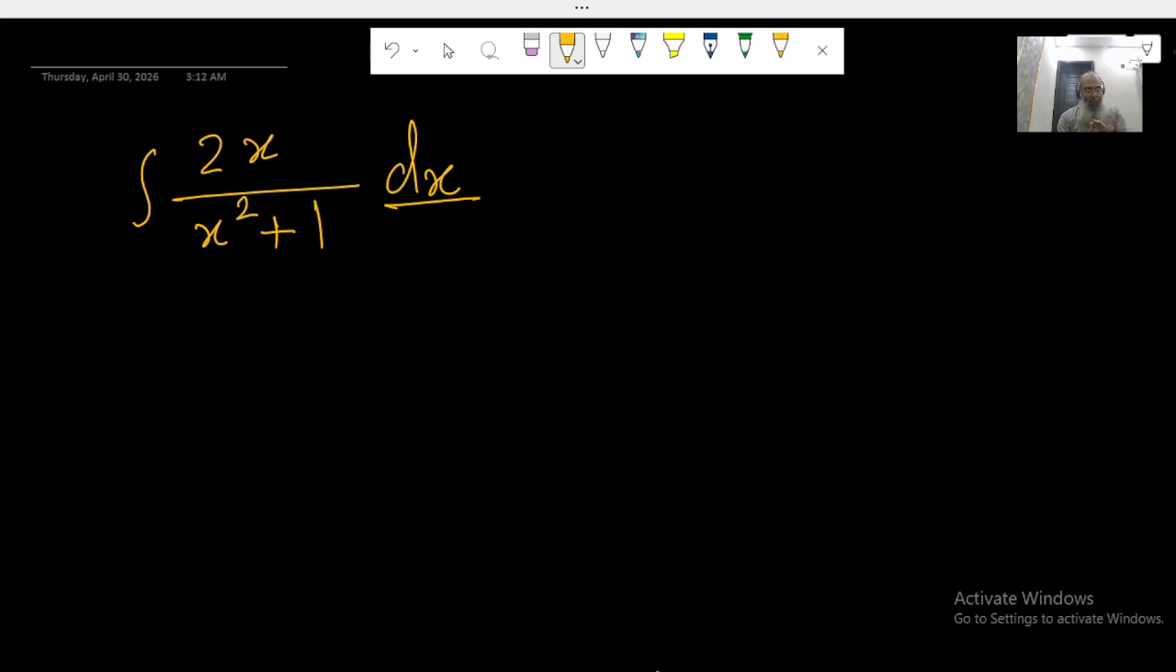Okay, what's the core observation here? Look at the denominator, x squared plus 1. What is its derivative? The derivative is 2x. You can differentiate the denominator in your mind. There's no need to write it on the board. So 2x is already in the numerator. So it means that this integral is not really difficult. It's actually a hidden logarithm.